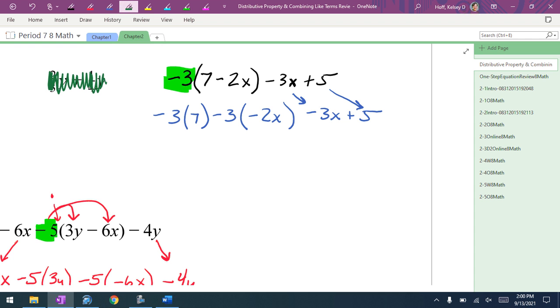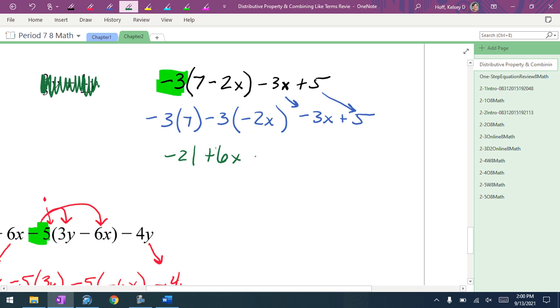Somebody I have not heard from today, negative 3 times 7. Zach? Negative 21. Negative 3 times negative 2x. Sage? Positive 6x. And then I'm going to drag down minus 3x and plus 5. Watch your signs right here. A negative times a negative ends up with a positive.